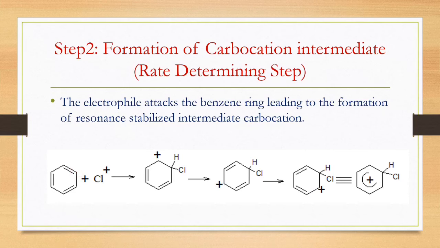So this Cl plus will be attached to this benzene ring using that electron cloud. So here these pi electrons will be shifted towards this carbon atom. So this carbon atom will be having negative charge and this carbon atom will be having positive charge. So this electrophile will be attached to the electron rich center of the carbon atom. So this electrophile will be attached to this carbon.